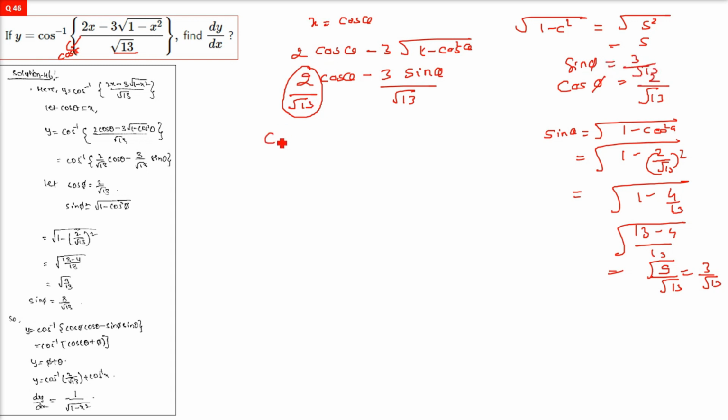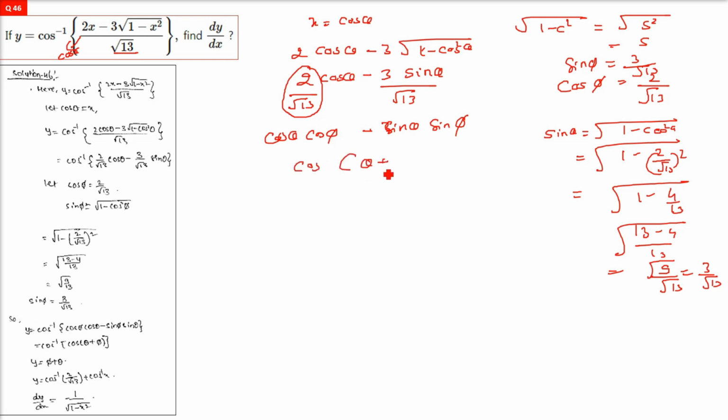Alright. So this is cos theta, with 2 by under root 13 taken as cos phi, minus sin theta, and 3 by under root 13 is sin phi. So cos A cos B minus sin A sin B. What is cos A cos B minus sin A sin B? It is going to be cos of A plus B. We already know that.